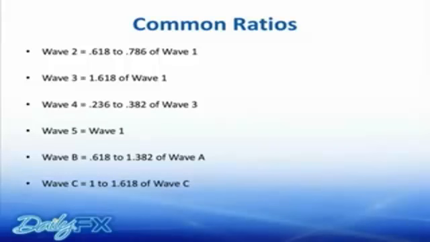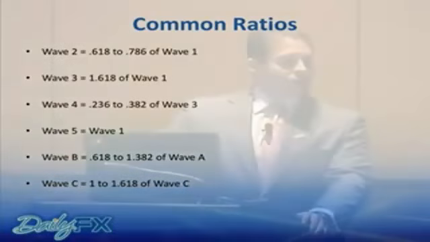Wave B, depending on what it is, if it's a zigzag, it's going to be closer to 1/3 or 1/2. But if it's an expanded flat, sometimes it'll be as much as 138.2%. And then wave C, 1 or 161.8. In rare cases, 61.8, remember.